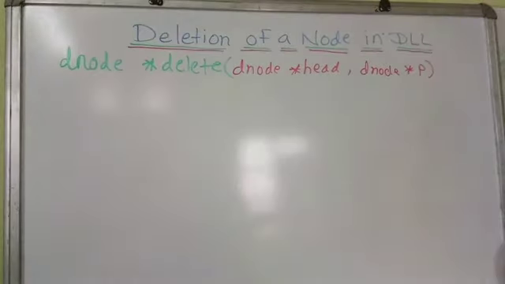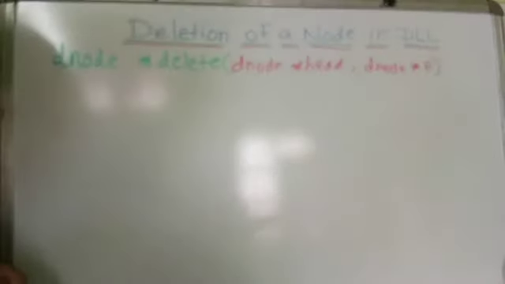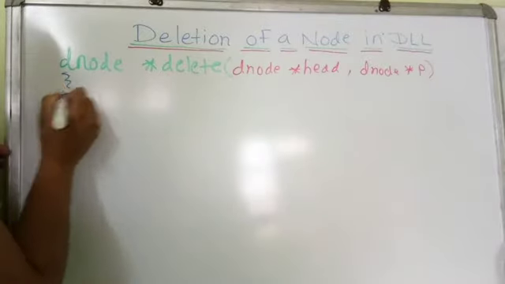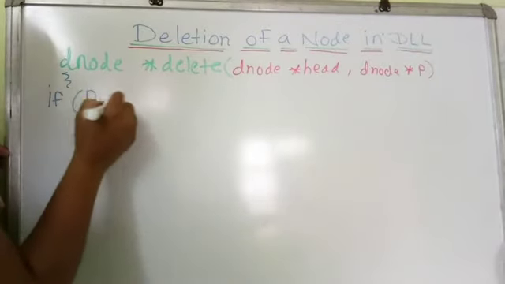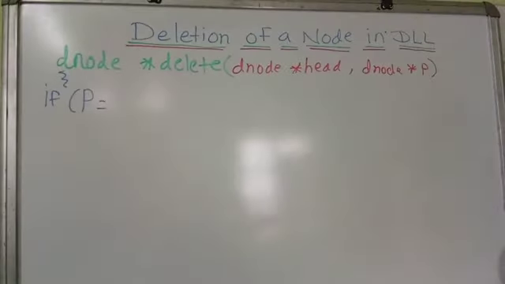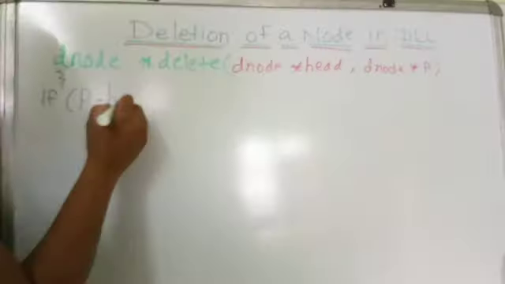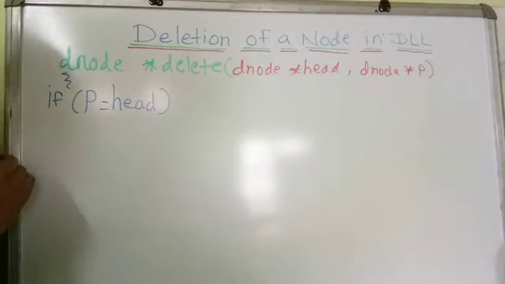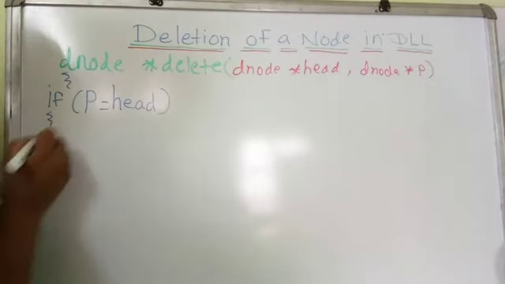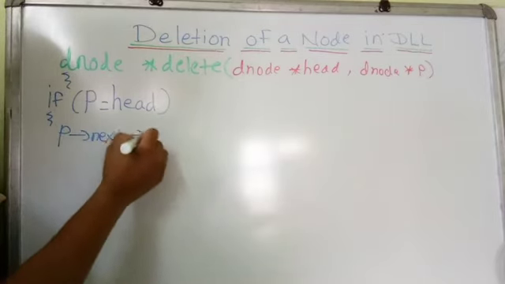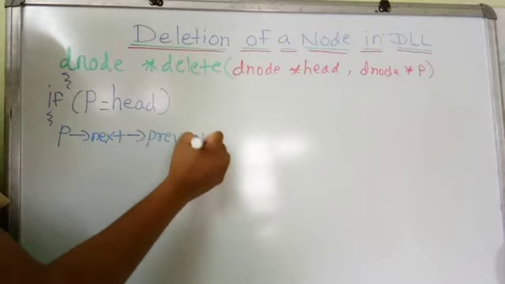Now, coming to the next, we will check some conditions like if this p, that is the node we have to delete, is equal to head. If it is the first node we have to delete, then we will make the conditions like p pointer next pointer previous equals to null.